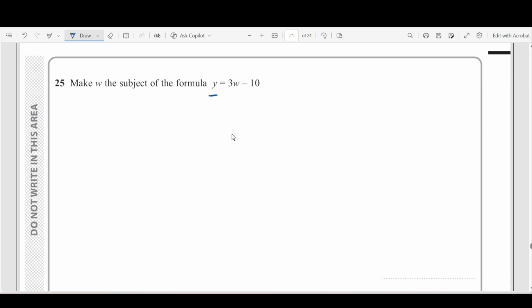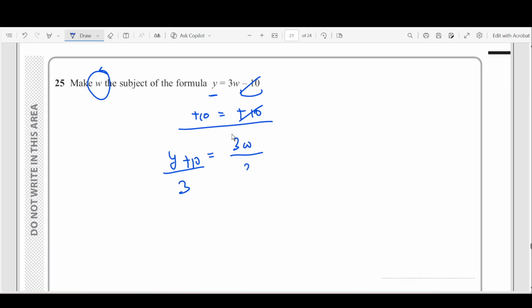So we have negative 10. First we get rid of negative 10, so we add 10 to both sides. So this and this cancel out. We have 3w here only and y plus 10, right? Now we need to get rid of this 3. We only want w as the subject. So we divide both sides by 3. 3 cancels out. We have y plus 10 over 3, which equals w, and that's our answer.